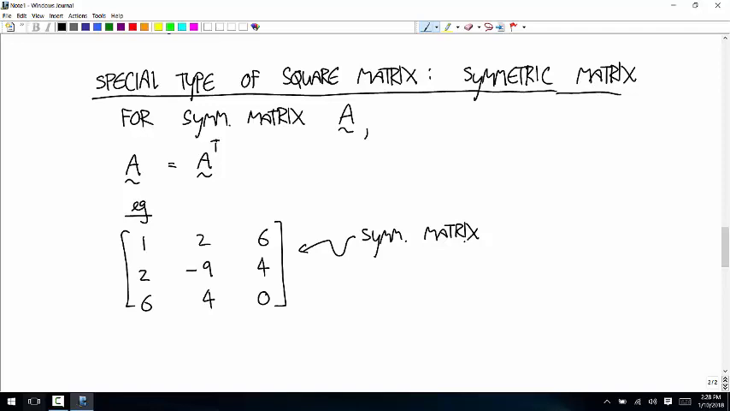And so let's think about how that relates to this requirement that the matrix is its own transpose. The matrix A, the first row is 1, 2, 6. The matrix A transpose, its first column is 1, 2, 6. Okay? The matrix A, its first row is 2, -9, 4. A transpose, its first column is 2, -9, 4, and so on. So if you take the transpose, you get the same thing back.